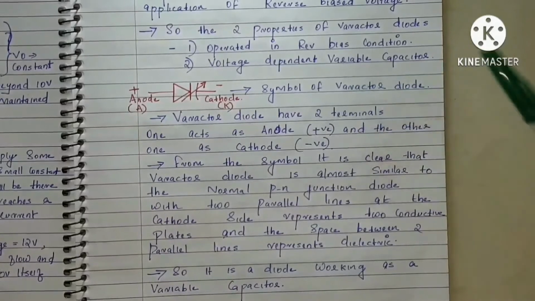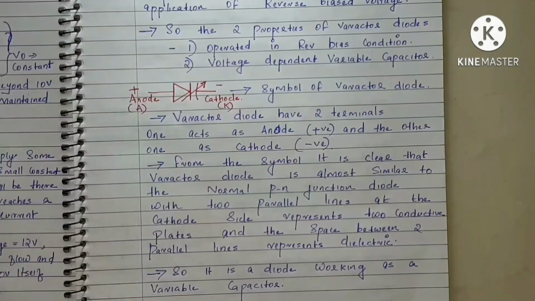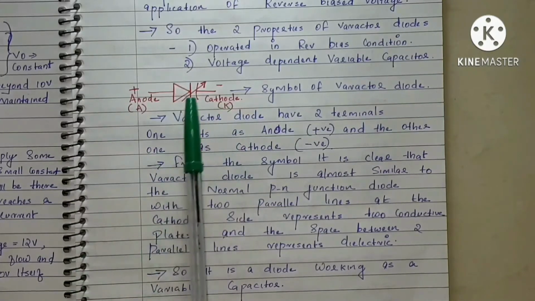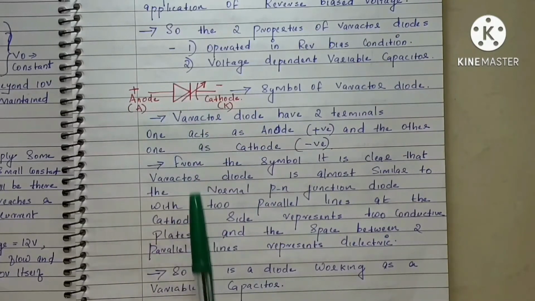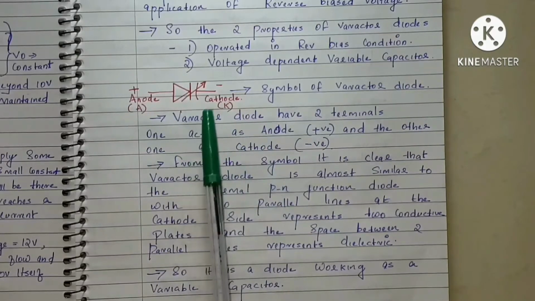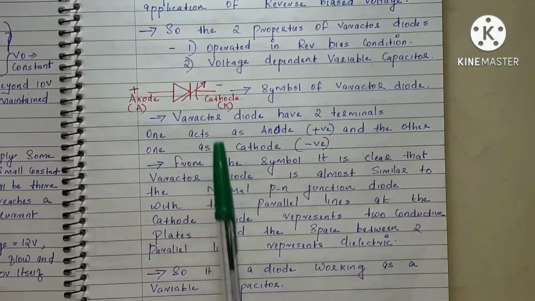Here is the symbol of varactor diode, which consists of two terminals, one acting as the anode and the negative terminal acts as cathode. It is similar to that of a PN junction diode, but at the cathode side, two parallel lines represent the two conductive plates, and the space between these two parallel lines represents the dielectric or insulating material, which is nothing but a capacitor. So it's a combination of PN junction diode, and at the cathode side there is a capacitor, and this arrow mark showing it is a variable capacitor. That is, capacitance is varied according to the reverse bias voltage.